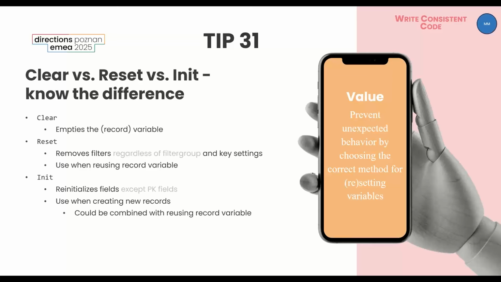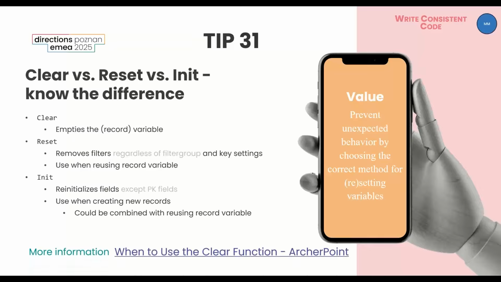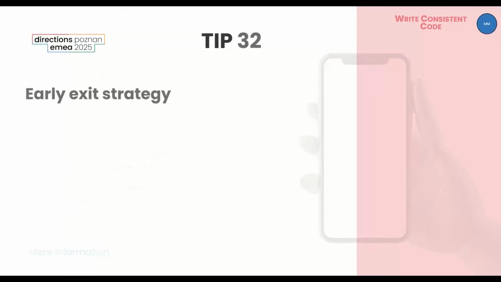And init is of course when you are initializing the variable, when you are creating a new record and inserting it into the database. Basically it will reinitialize fields except the primary key fields. So the value here is to prevent unexpected behavior by choosing the correct method for resetting the variables. Here is also a good blog post where you can read about it a bit more.